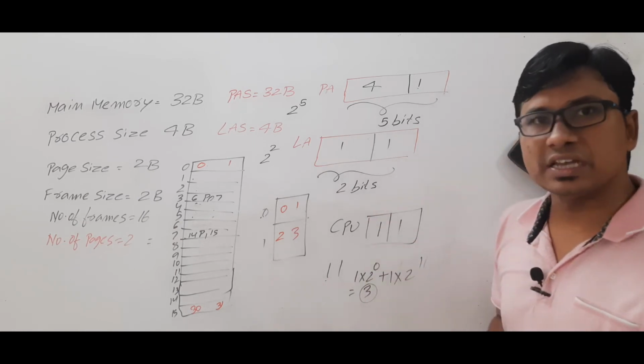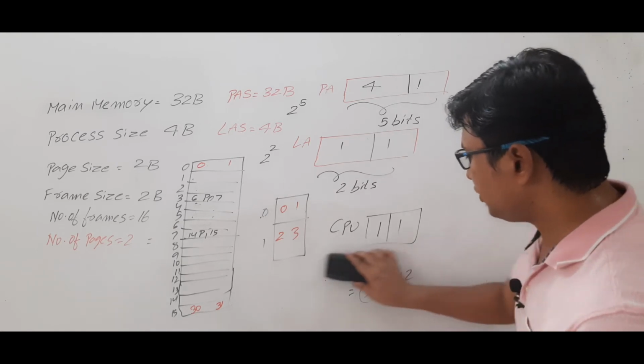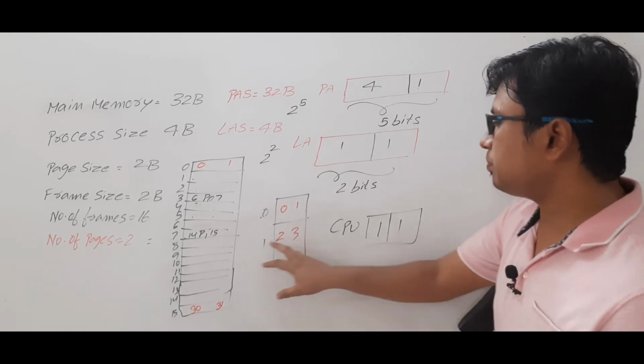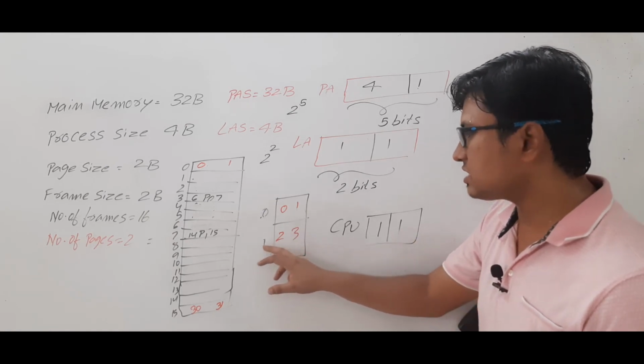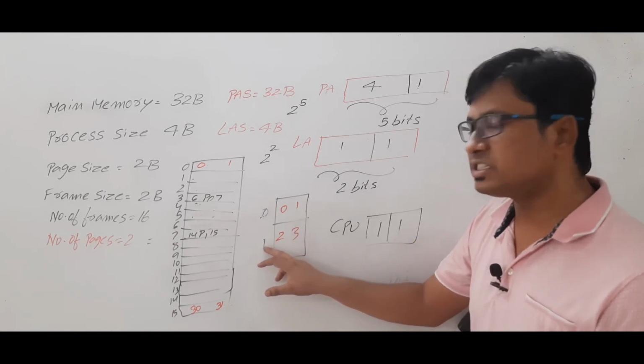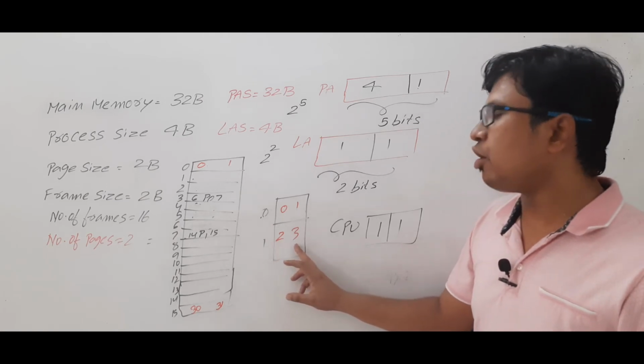So the CPU is asking for the information which is there in page number 1 and page offset 1. So it is asking for the information which is there in page number 1 and offset 1.